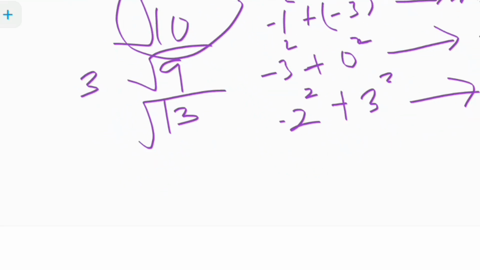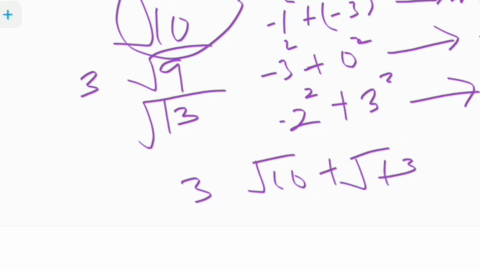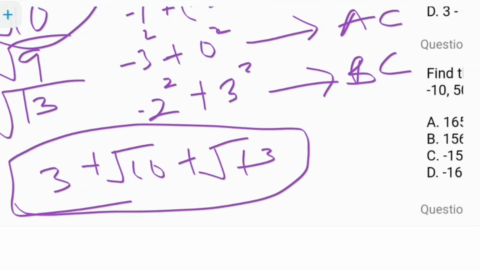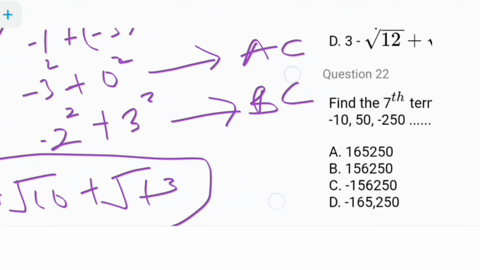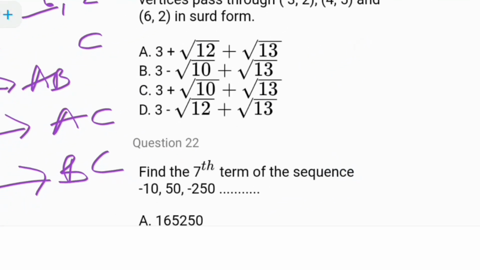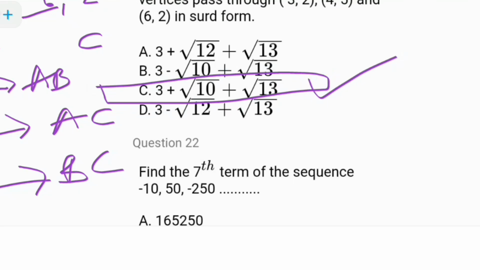So the distances will be 3, root 10, and root 13. So you just add all of them. Don't forget, it cannot be negative. Distance between 2 points cannot be negative. So just look for the one that has plus all through. So 3 plus root 10 plus root 13. So that's option C. So C is the answer.